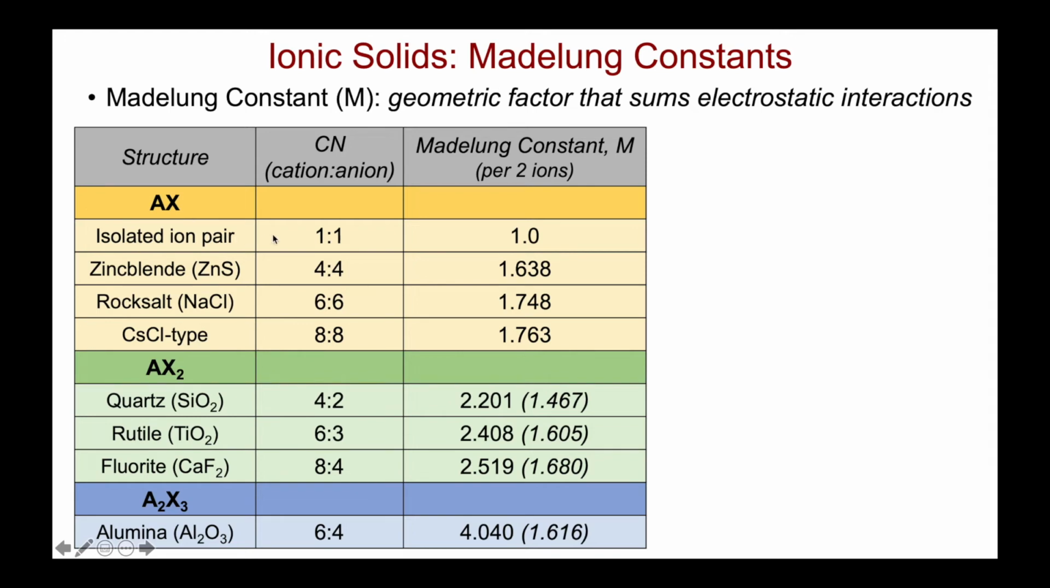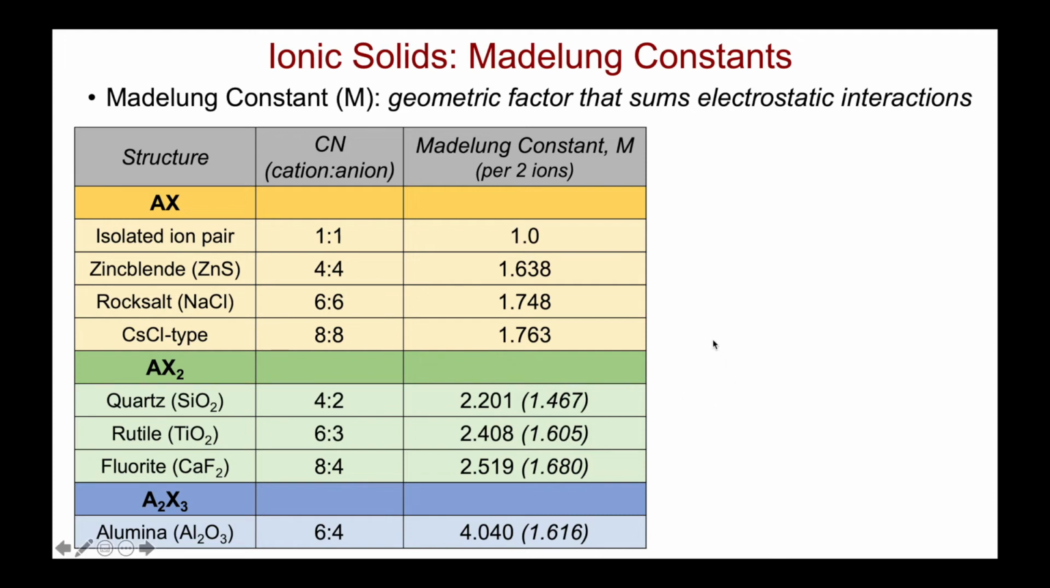If I had an isolated ion pair, the coordination number of the cation and the anion are both 1, and actually the Madelung constant for this arrangement would be 1. For the zinc blende structure, where the coordination number of both ions is 4, the Madelung constant is 1.64, and then it steadily increases from zinc blende to rock salt, coordination number 6, to the cesium chloride structure, where they're both 8, and the constant is 1.763. And so there is increasing stabilization as I increase the coordination number.